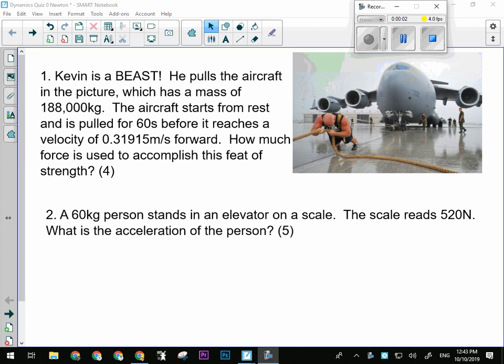Okay, so on this quiz we have two very basic Newton's second law problems. The first one is just an F equals m times a problem, but we have to calculate the acceleration before we can solve it. The second one is an elevator question, and we went over a whole bunch of those yesterday, so they should have seemed fairly familiar to you.